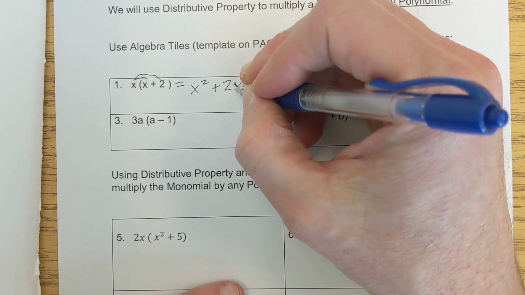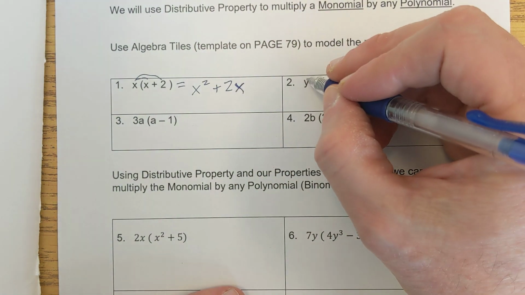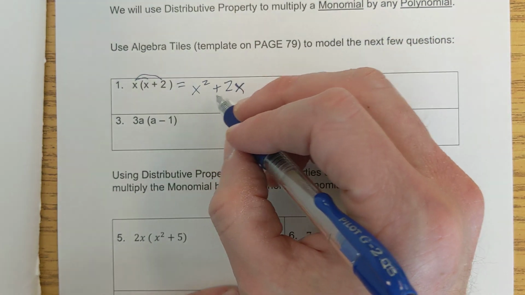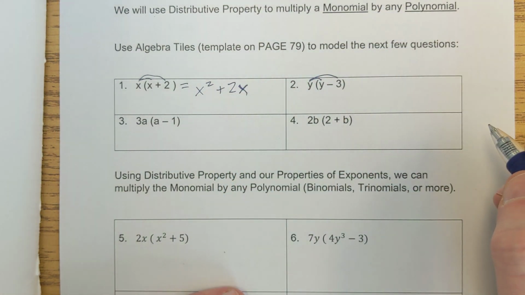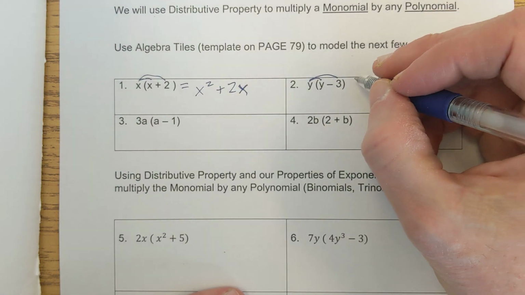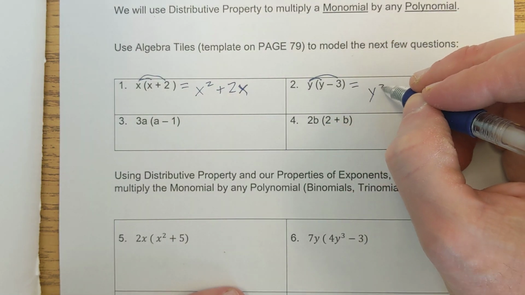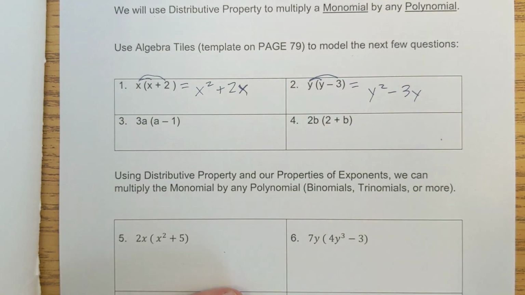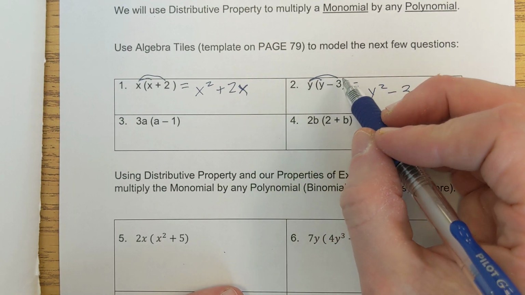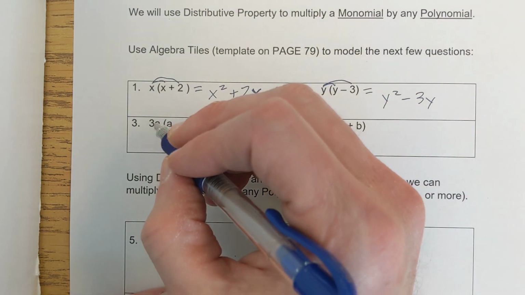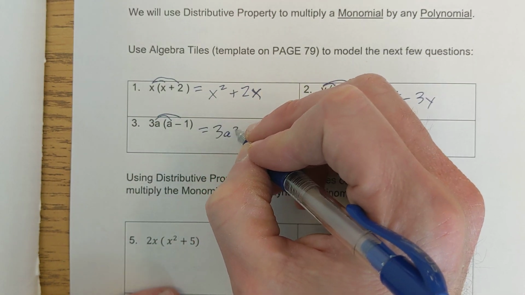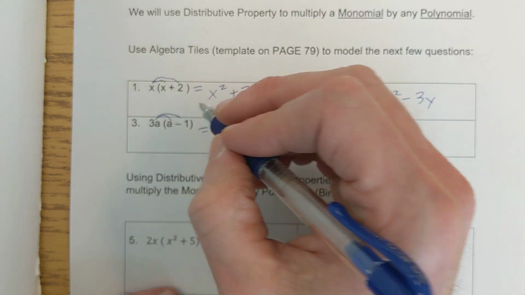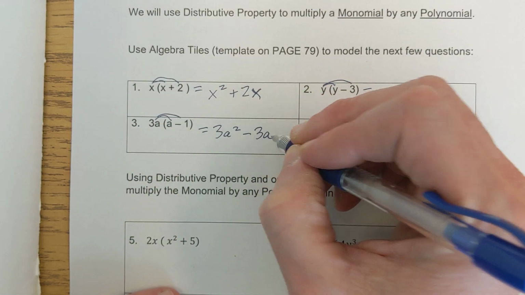There's nothing else, no solving. We're just looking at one step where we simplify. Always look to see if we can combine, but these are not like terms because the exponents have to be exactly the same. This one, we're going to get y squared minus 3y. So all we're doing is taking this term and distributing it to both. Or remember 3. We distribute again, we get 3a squared minus 3a times negative 1, we get minus 3a.